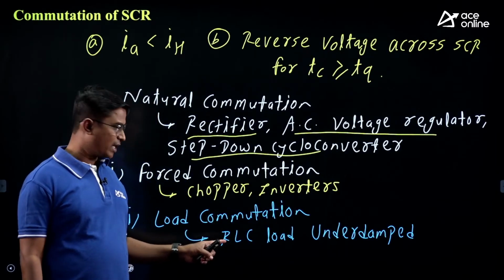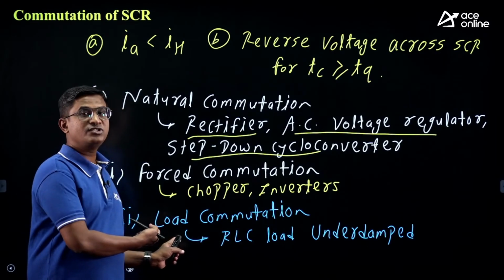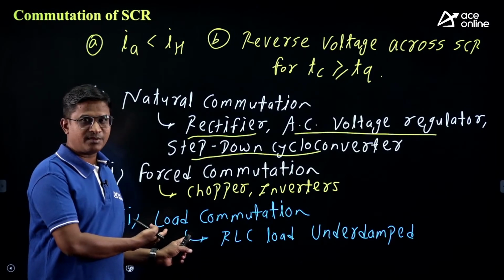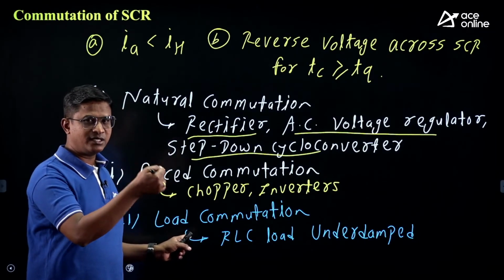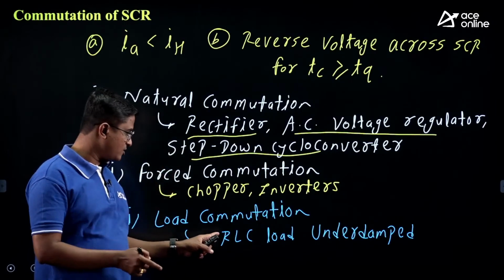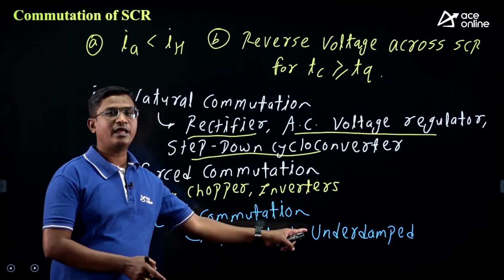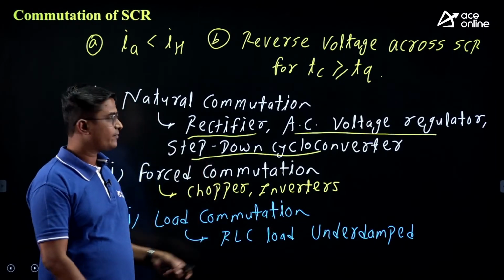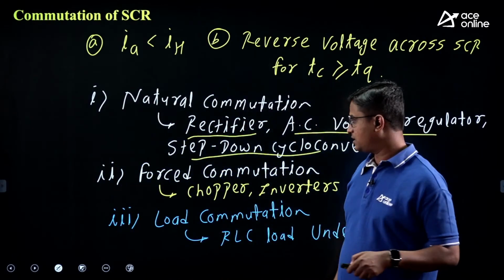In inverters, we have the RLC load, and in that the load commutation is used. So in one of the examinations they asked the question, right? For load commutation, which of the following conditions are required? So the first thing is the load should be RLC and it should be underdamped. Okay, right? So these are the types of the commutation.